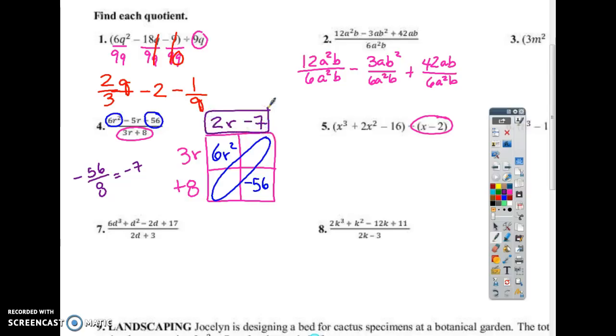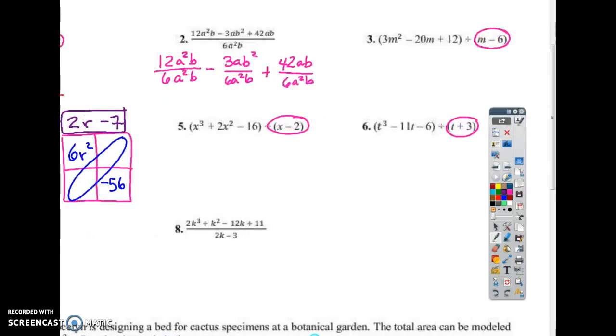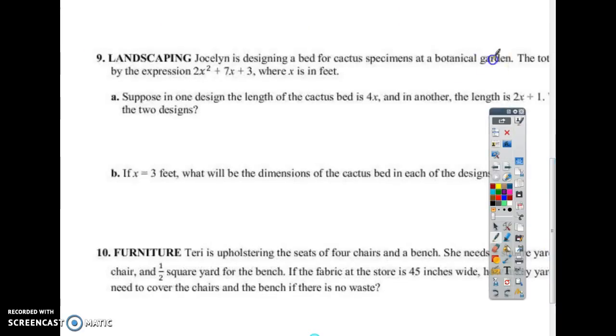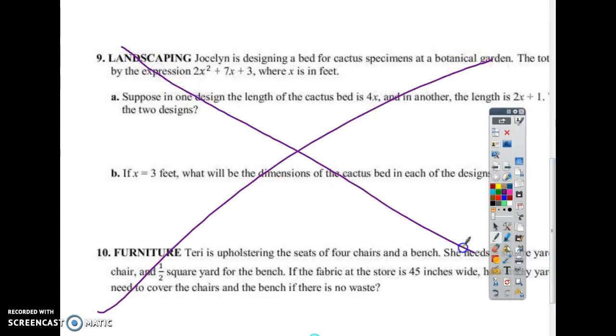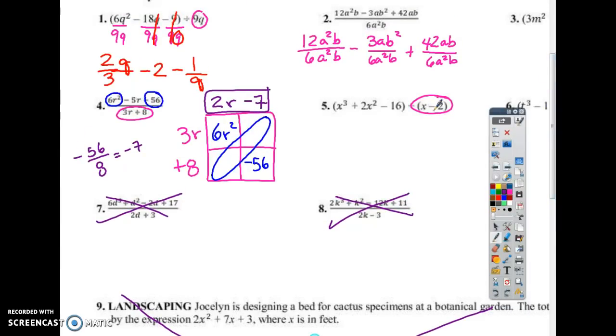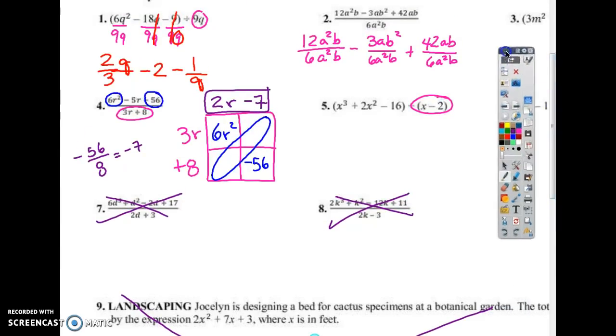Okay? That's how you're going to do problem 5, problem 3, and problem 6. You are not doing problem 8, you are not doing problem 7, and you are not doing the whole bottom of this page. Okay? You're going to do the box with this one. I'll help you set it up. It's a 2 by 2 box. X minus 2 goes on the outside.